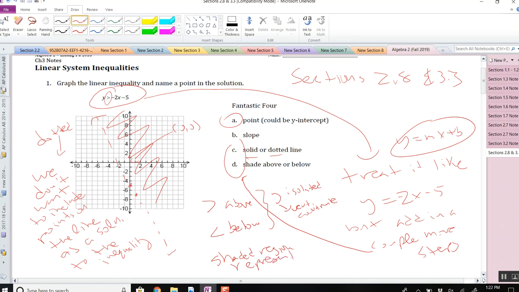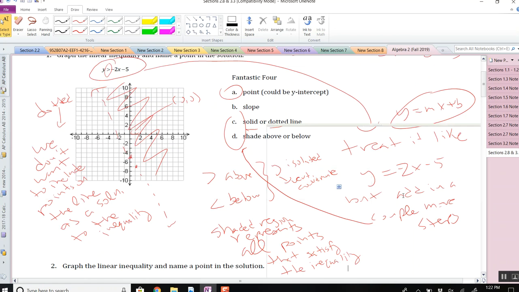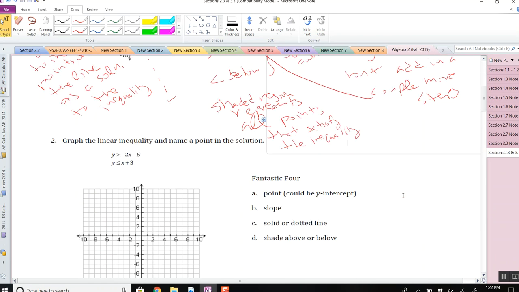So our shaded region represents all points that satisfy the inequality. That's what the shaded region represents. So any point in the shaded region will satisfy the inequality y is greater than negative 2x minus 5.